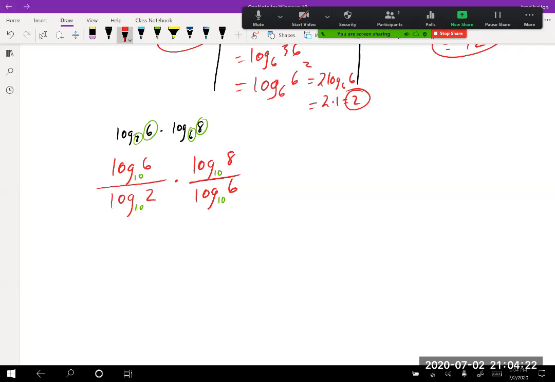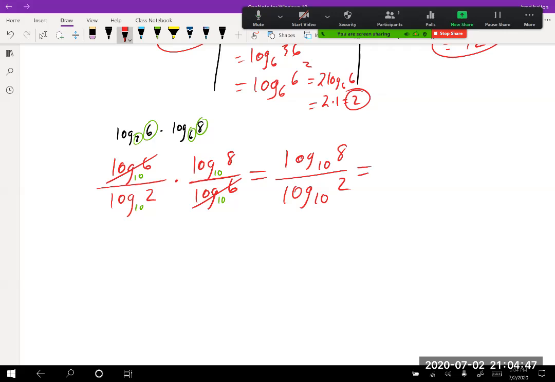Okay, so let's see here. This will cancel with this, and then we'll be left with log base 10 of 8 divided by log base 10 of 2. And you cannot do this. Please do not cancel log base 10s. That does not work. That's not how logarithms work. It's log base 10 of 8, so it's a package deal.